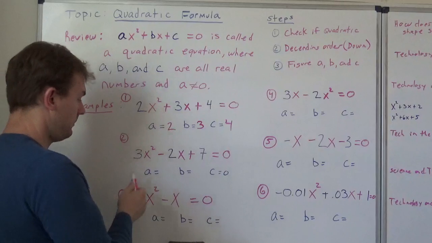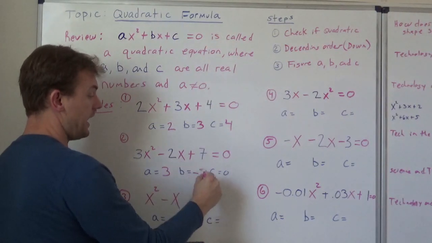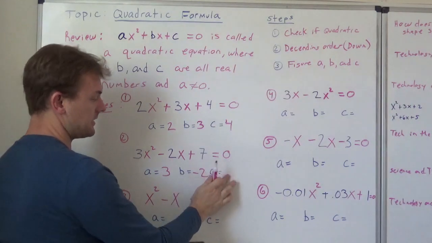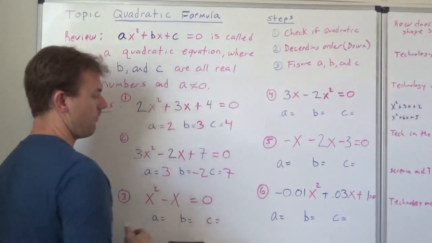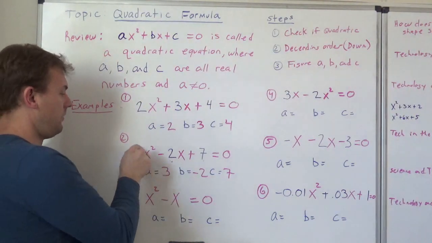Number 2: a is 3. b is negative 2. c is not 0, it's 7. And I'm taking this whole thing.